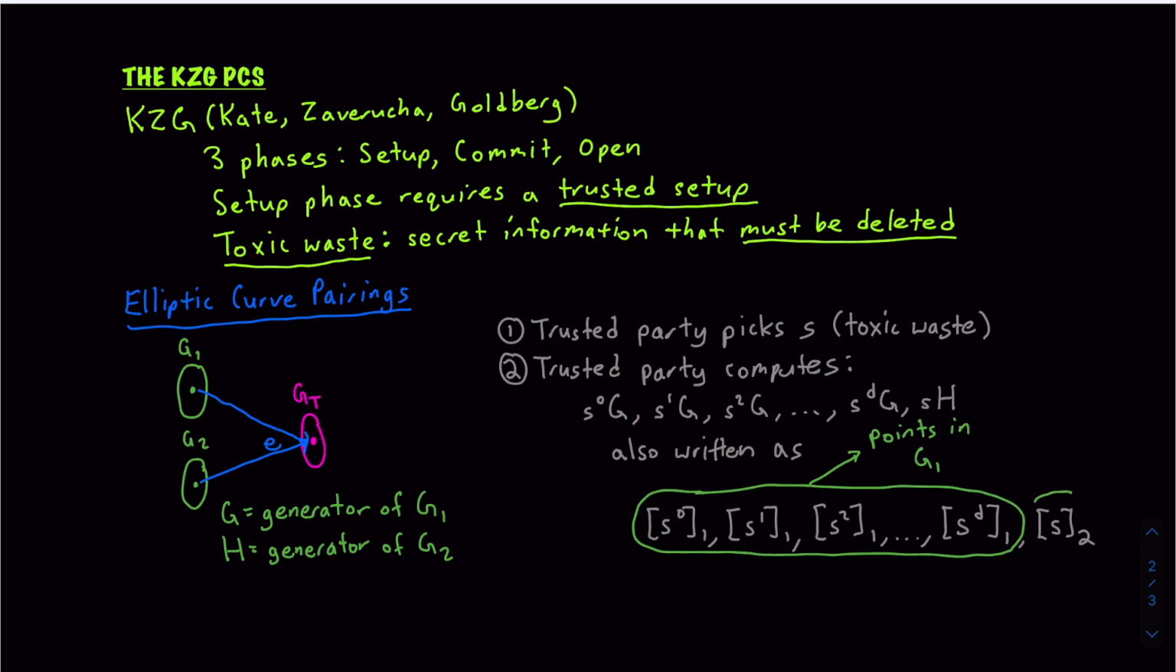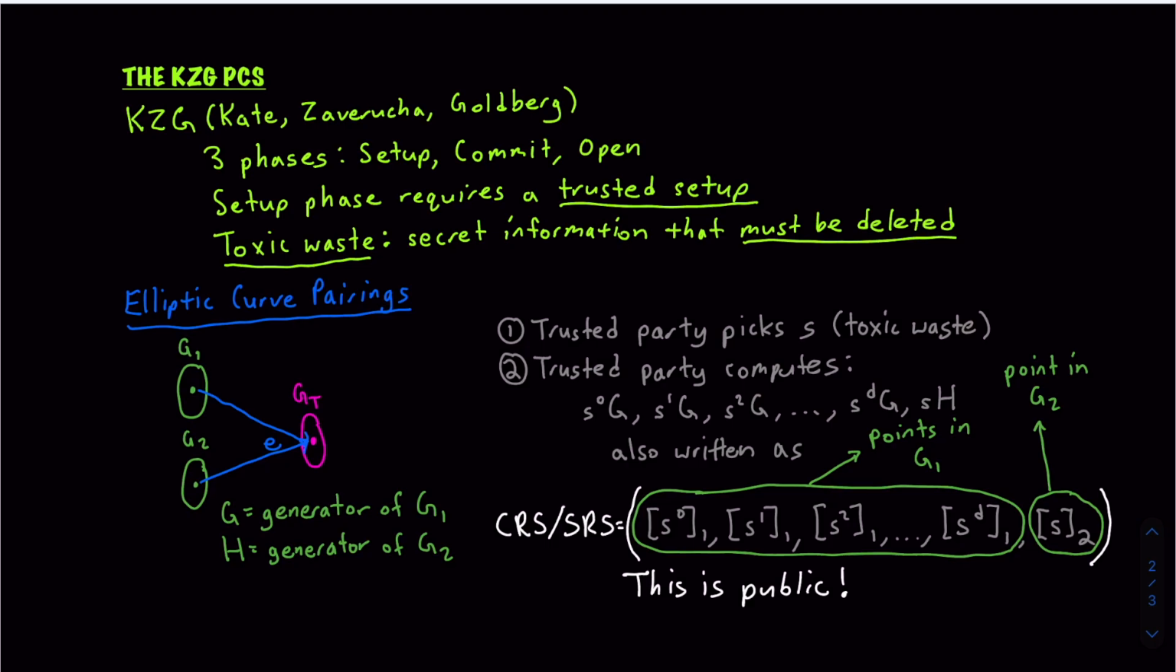Note that all of these are elliptic curve points, so the hardness of the discrete log problem ensures that given these elliptic curve points, nobody can figure out s or any of its powers. This set of points is safe to share with everyone, and that's exactly what happens. The set is called the CRS, Common Reference String, or more commonly known as the SRS, Structured Reference String. The key point is that the SRS is public. The prover and verifier know all these points, but neither of them knows s.